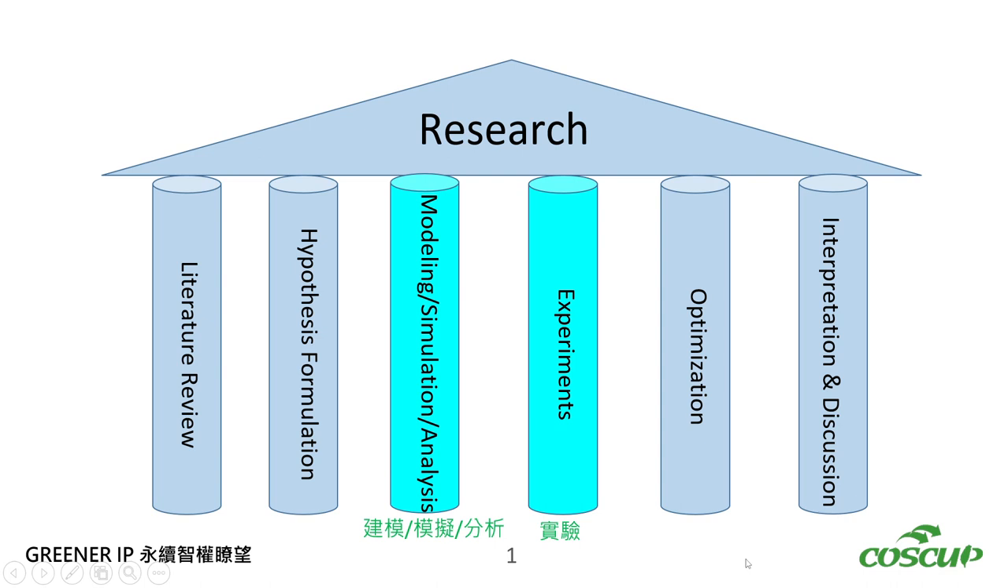You can consider research as a roof with six foundational pillars. The first two pillars are literature review and hypothesis formulation. These two are familiar to researchers writing a thesis, but they are not specific to writing a thesis. In the realm of patents, you also have to study the literature and formulate hypotheses in order to draft a patent map or to know better about the prior art. The middle two pillars are modeling, simulation and analysis, and experiments. These two pillars are the main dish in today's discussion.